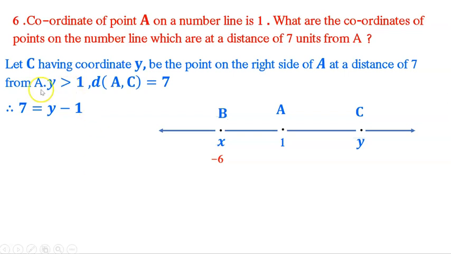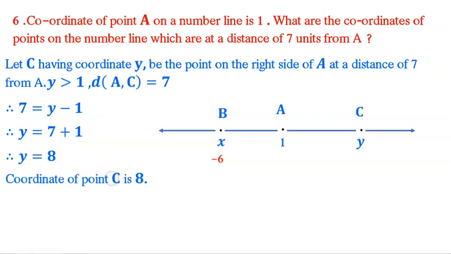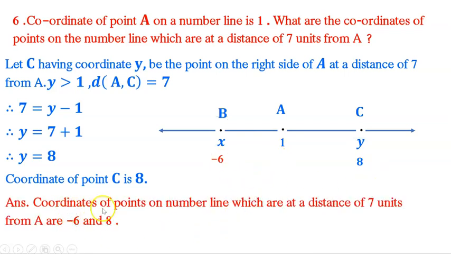And here 7 is equal to y minus 1. Y is the bigger one. Therefore y minus 1. Solve this. Therefore y is equal to 7 plus 1. Y is equal to 8. And hence coordinate of the point C is 8. And hence we have 2 points on a number line which are at a distance of 7 from A. They are -6 and 8. Therefore, the coordinates of points on a number line which are at a distance of 7 units from A are -6 and 8.